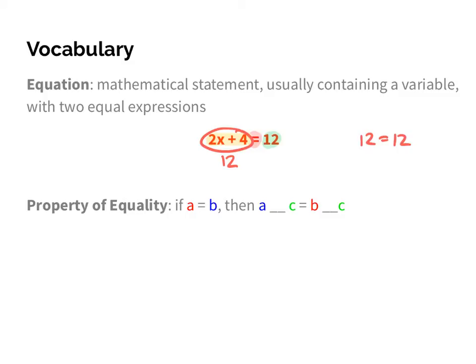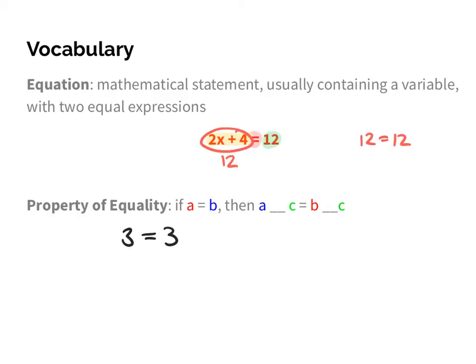Now to do this, we're going to use what are called properties of equality. It says that if any two things are equal, so if A = B, whatever I do to an expression on one side of an equation, I have to do that same thing to the other side. So let's take, for example, two numbers. Let's say I have 3 = 3.